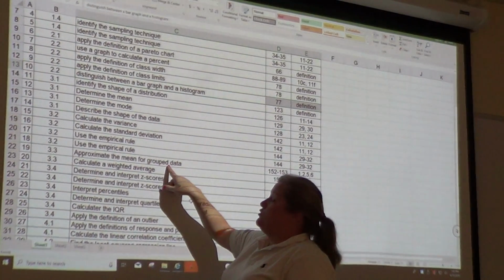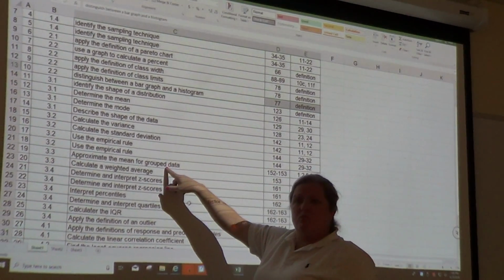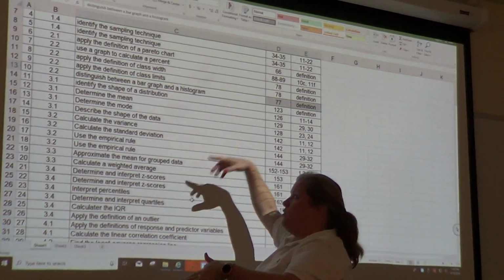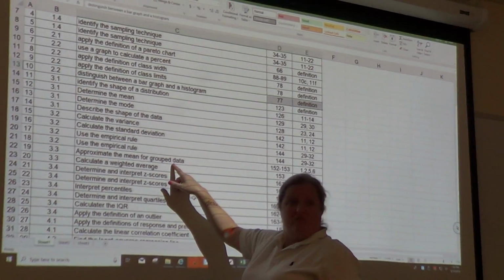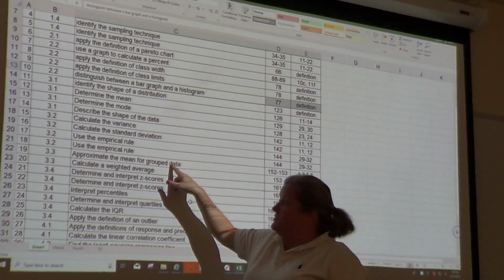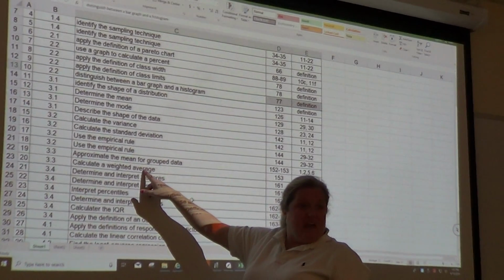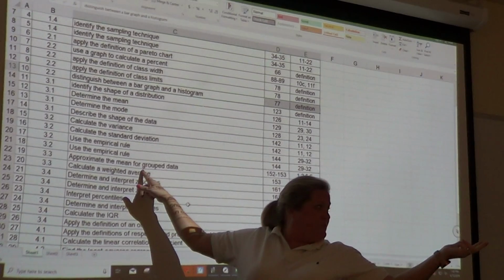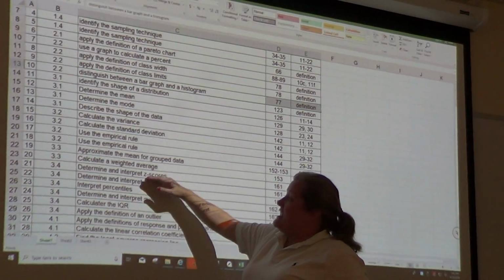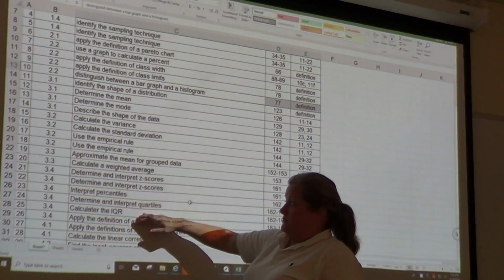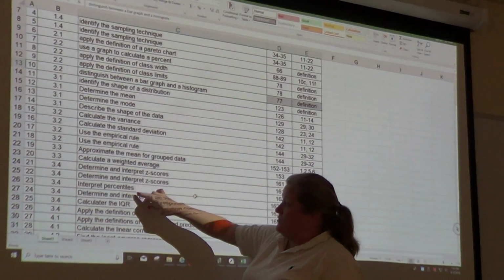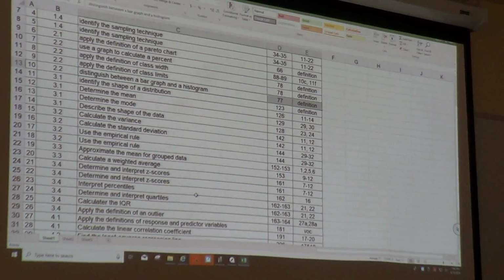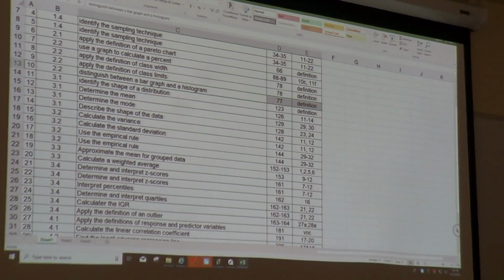Approximate the mean for grouped data. That's the one where we added them up and found the midpoint. That's your L1, that's your L2, and you're going to do 1-Var Stats of L1, L2. Calculate the weighted average. That would be like a GPA problem that we just did. The last 3 problems we did were weighted average. Now we're into 3.4. Okay, you're going to have 1, 2, 3, 4, 5, 6 questions on 3.4. Okay? All right.